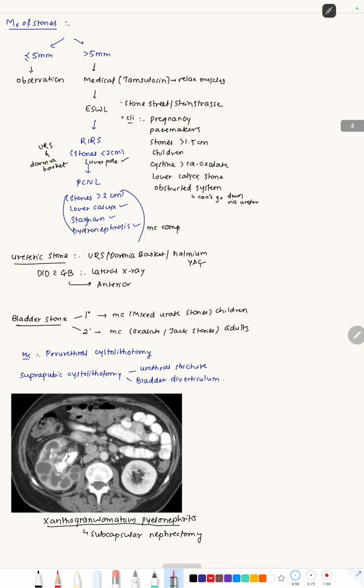Then next is RIRS, that is retrograde intrarenal surgery. This can be done for stones less than 2 centimeters, and it can be used for lower pole stones. Then next is PCNL, that is percutaneous nephrolithotomy, for stones more than 2 centimeters, lower calyceal stones, staghorn calculus, or hydronephrosis. The most common complication associated with PCNL is bleeding. Sorry, bruising. The next is ureteric stone. Ureteric stone is removed by ureteroscopic removal, URS, using the Dormia basket. The laser used is Holmium YAG laser.